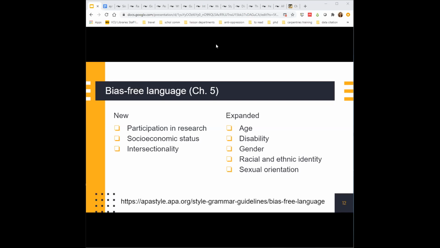And I'm going to elaborate a bit more on the new guidance that's completely new for this edition. So participation in research refers to what to call individuals who are participating in your research. So for example, they might be patients. If it's in a healthcare setting, they might be clients. They might just be called participants. This section also provides guidance on using clinical terms, and it directs researchers to write in a way that acknowledges participants' contributions and agency, such as using the active voice.